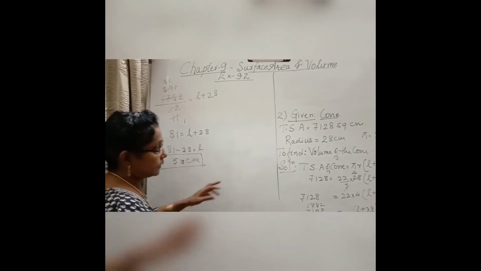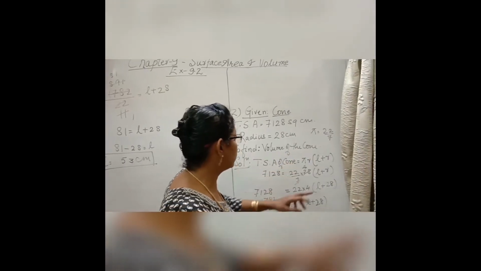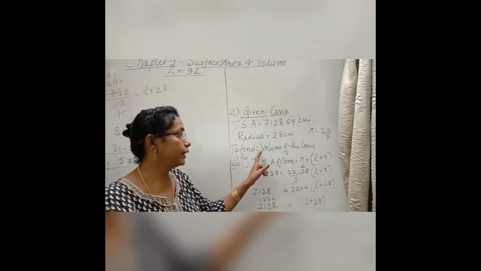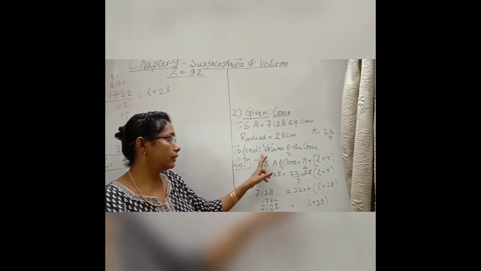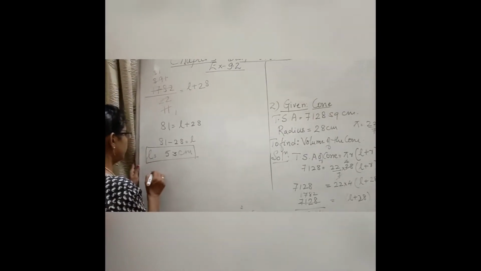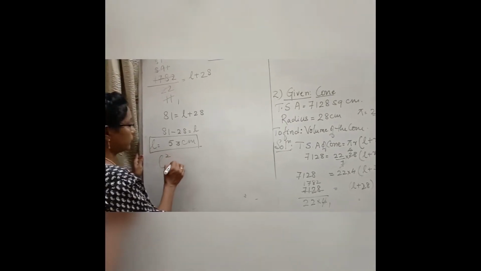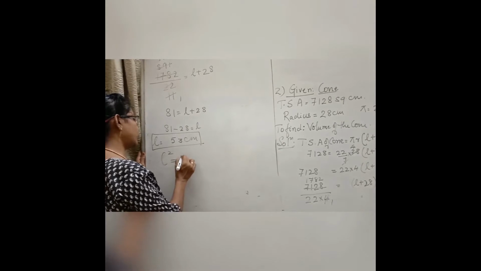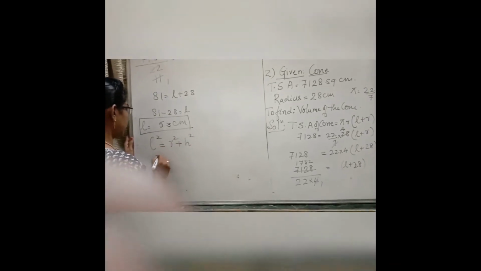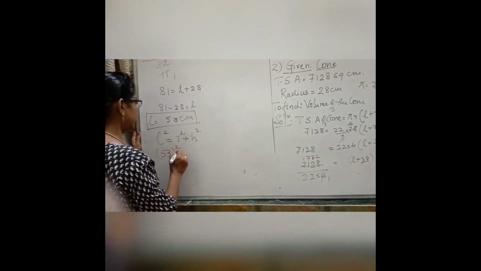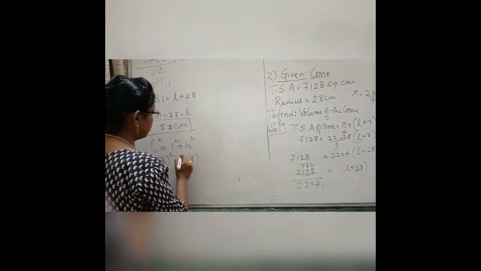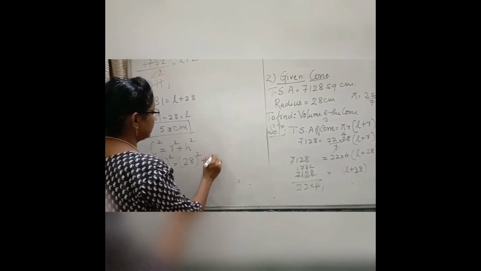Now what they have asked, you have to find the volume of the cone. Radius is given, L we have got, we have to find the perpendicular height and then the volume of the cone. So we will put the formula L square is equal to R square plus H square. 53 whole square is equal to R, which is 28, whole square plus H square.